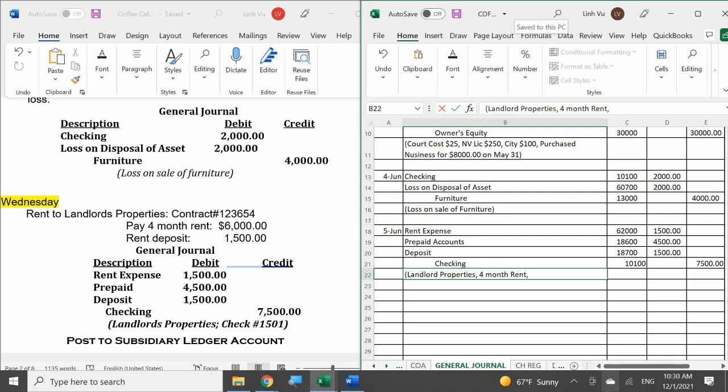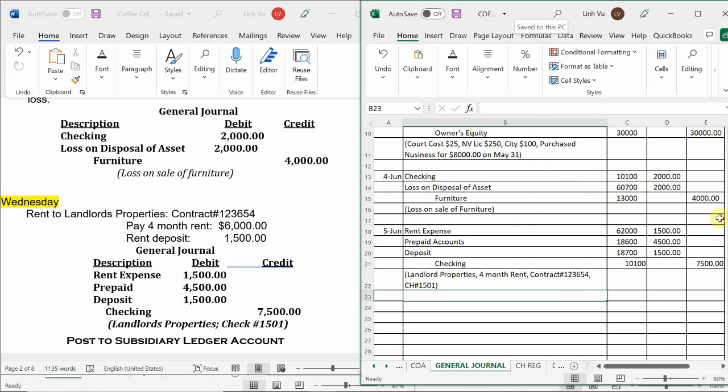Another thing you could do is have your contract number, so you have a reference that this was for contract number 654, excuse me. When that contract expires, then you would sign another contract if you want to continue your rent in that location. And last but not least, I also need to make a note of what check I used. In this case, I used check number 1501 to pay for the rent. And there we have it. That was our transaction here.